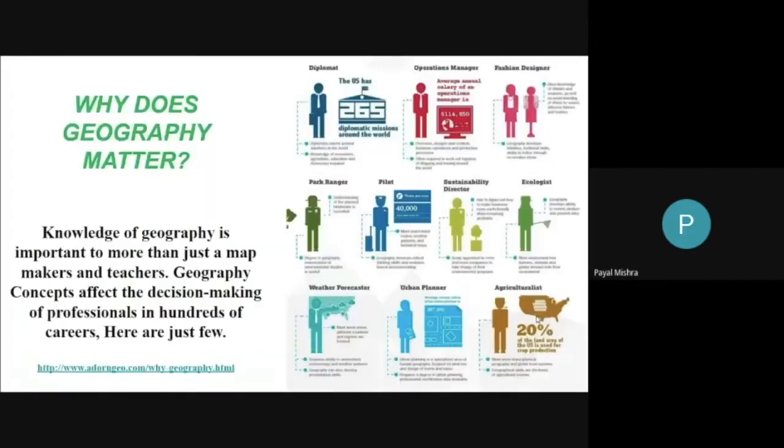Why does geography matter? It is a successful career path. The careers open to you as a geographer are many and diverse, not just as a teacher or a map maker. Geography is employable and many companies like the skills that you will bring to them. Here, if you look at this slide, they are not only examples of teachers or map makers or cartographers. You can see examples of diplomat, operation managers, fashion designers, park rangers, pilot, sustainability directors, ecologist, weather forecaster, urban planner, and agriculturist.